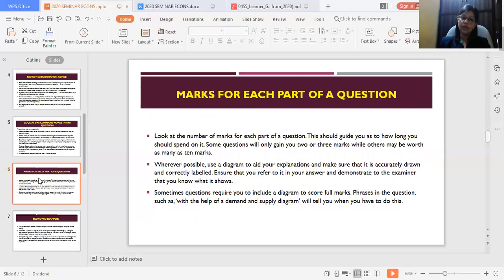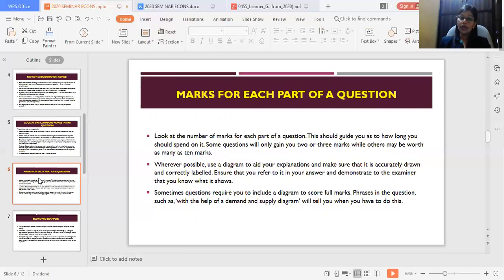Right? Whenever possible, use a diagram to aid your explanation and make sure that it's accurately drawn and correctly labeled. Don't simply draw. If you really know what you're drawing, you know your diagram well, draw and explain to the examiner. Okay, so that will refer to your answer. You can demonstrate to the examiner what you are actually talking about.